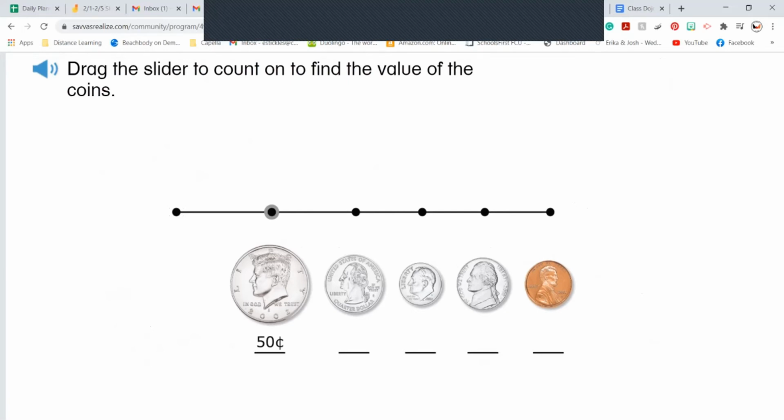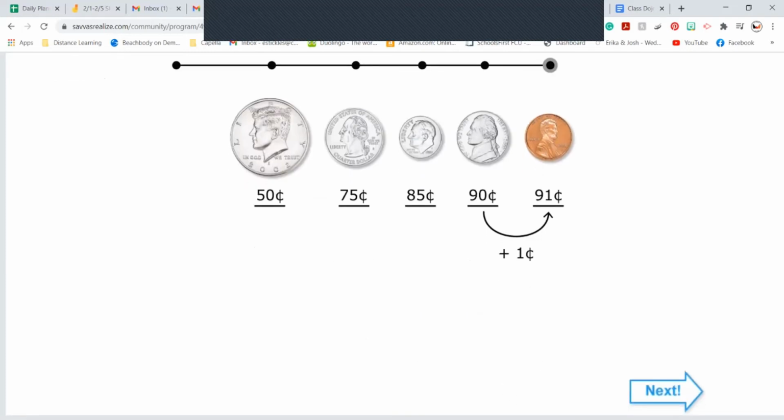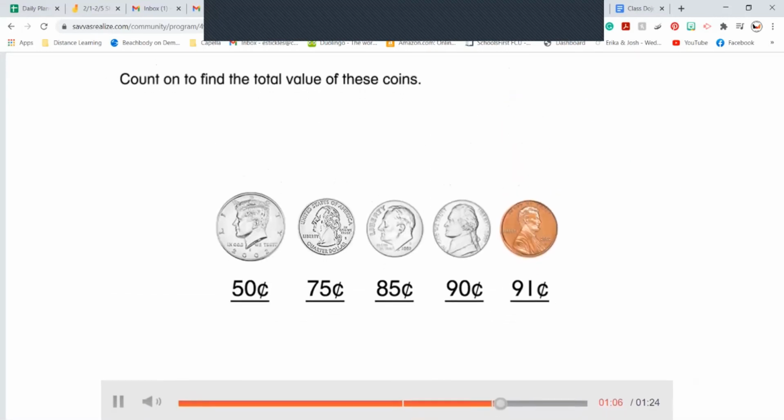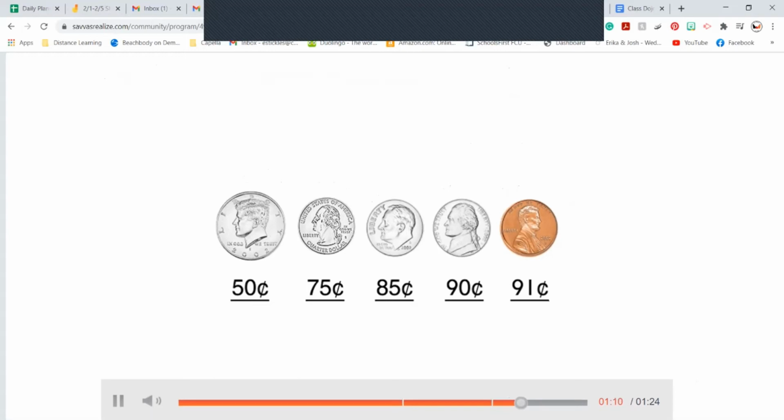50 cents plus 25 more cents would be 75 cents. Plus 10 more cents would be 85 cents. Plus 5 more cents would be 90 cents. Plus 1 more cent would be 91 cents. Count on to find the total value of these coins. Micah has 91 cents. This is the cent sign.